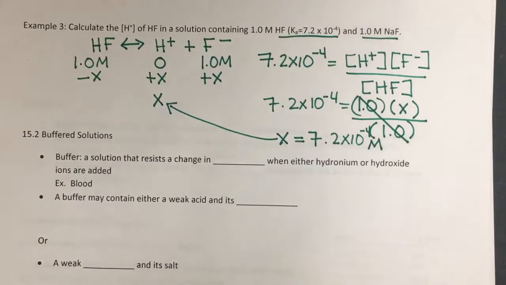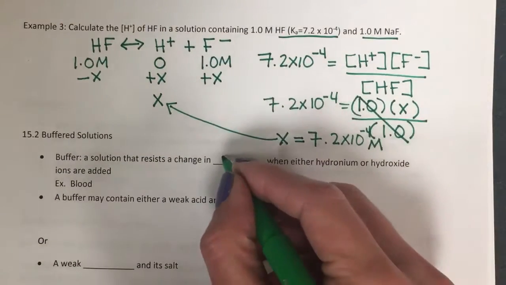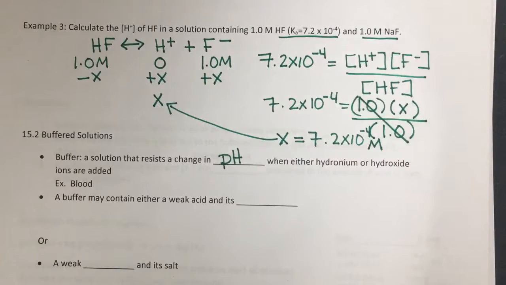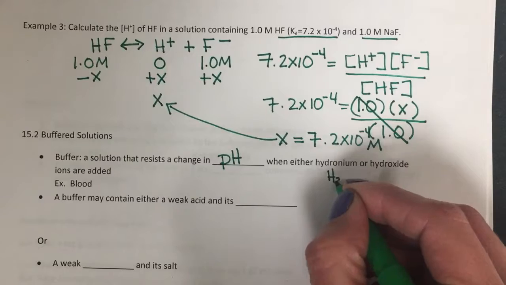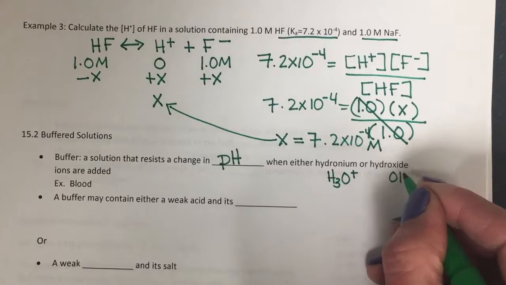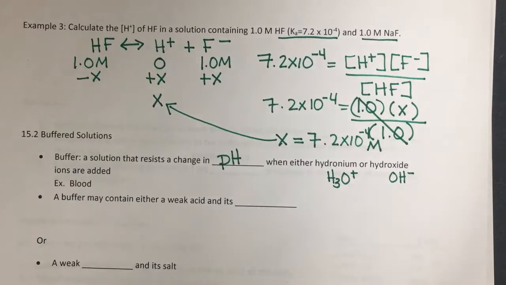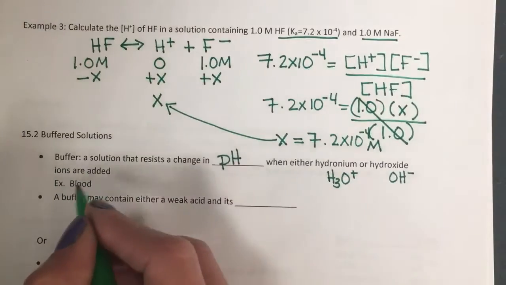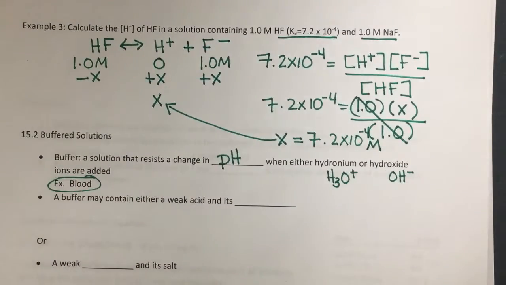Now a buffer is a very special type of equilibrium system, a very special type of the common ion effect. What a buffer does is it's a solution that is going to resist a change in the pH. So it resists it if I add either H3O plus, hydronium ion, my acid, or if I add OH minus hydroxide, my base. A great example of a buffer is our blood. Our blood can't change pH drastically. If it did, then we'd die. That would be a bad thing.